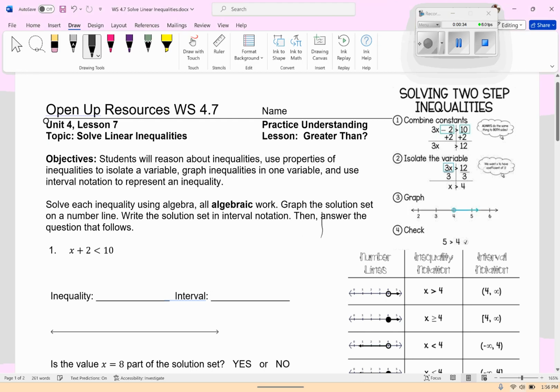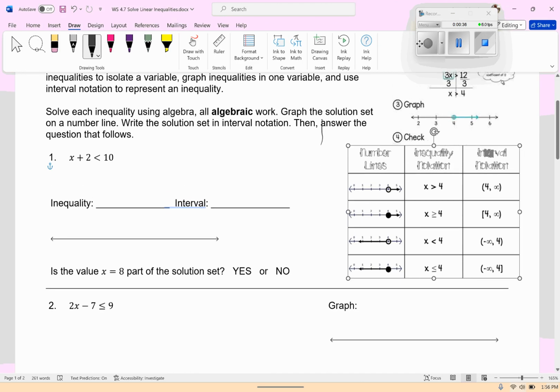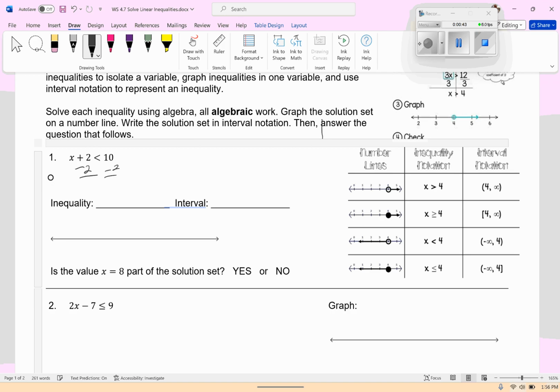But let's move up the screen. All right, so problem number 1. Does everyone feel comfortable subtracting 2 from both sides? And you wind up with this for an answer. Okay? Does that make sense? Now, the interval. We've talked a little bit about intervals before. Okay? So let's think about this.